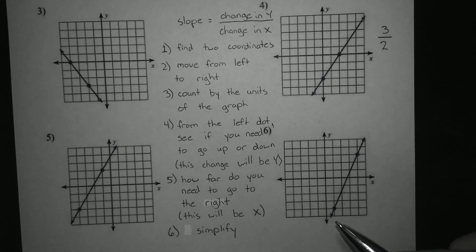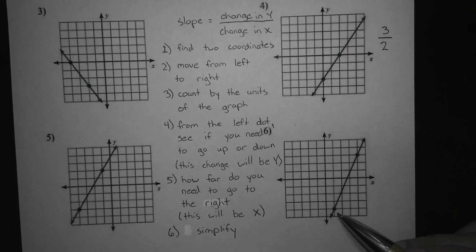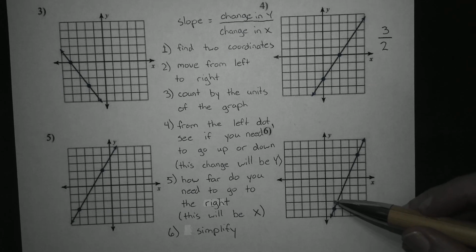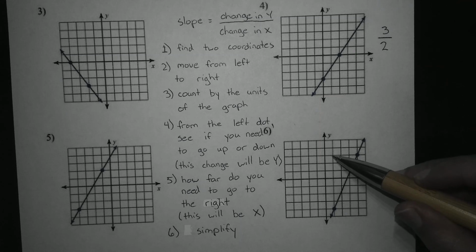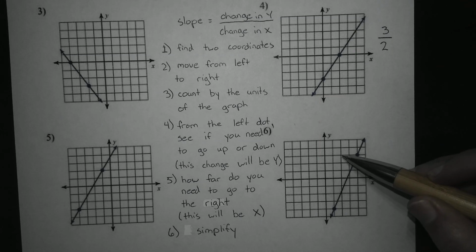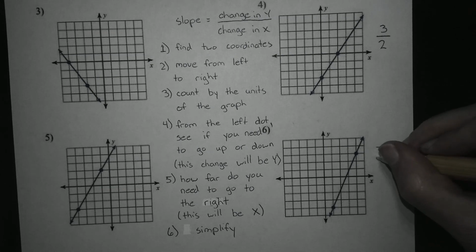Let's look at another one real quick. Start with the dot to the left. Make sure of what we're counting by, which in this case again is 1. We're going to move from the left dot and see if we need to go up or down. Again, my other dot is above us, so I need to go up, and I'm simply going to count 1, 2, 3, 4, 5, 6, 7. 7 up, and 1, 2, 3 over. So it is 7 over 3.